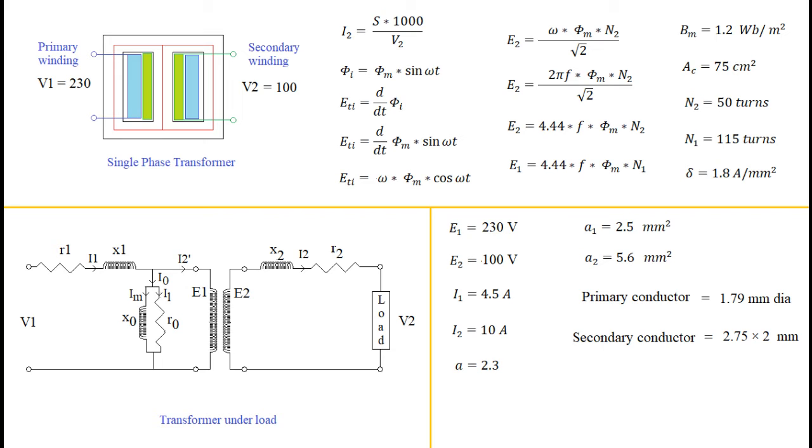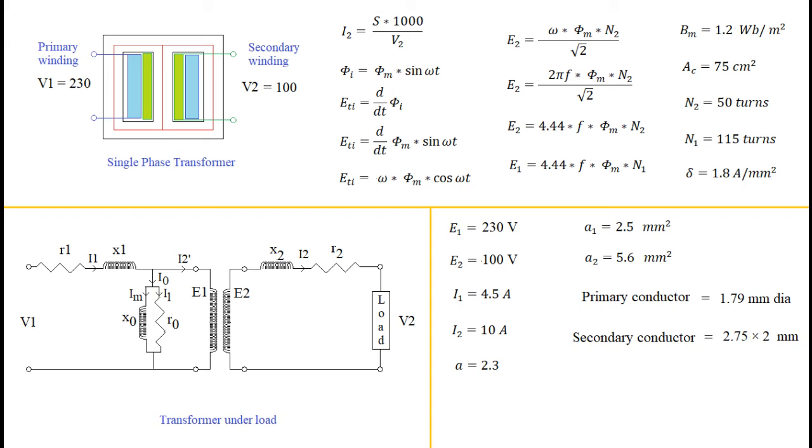Further, by substituting omega equals 2 pi f and simplifying the expression, we get the standard equation for EMF. Such a standard equation is represented by symbol E2 for secondary side. Note that value E2 is RMS value of secondary induced EMF. The same equation is applicable to primary winding by replacing E2 with E1 and N2 with N1. Both of these equations are shown on screen and are similar with each other except symbols for turns.